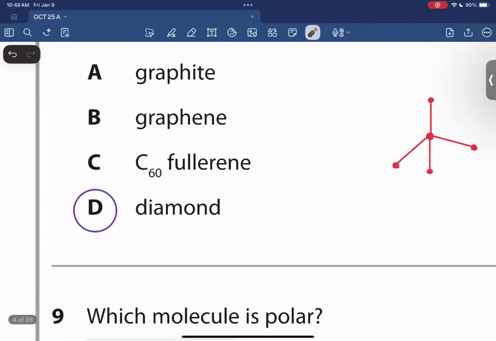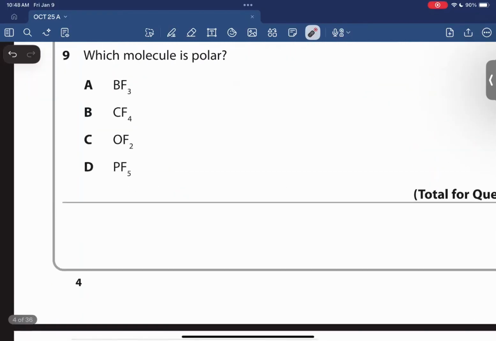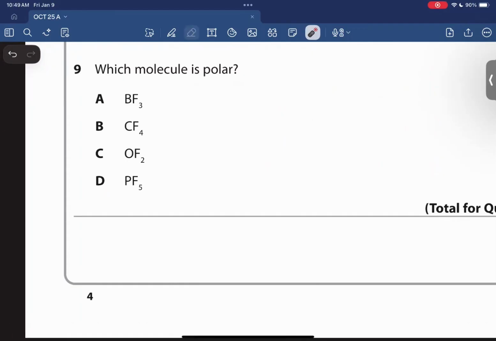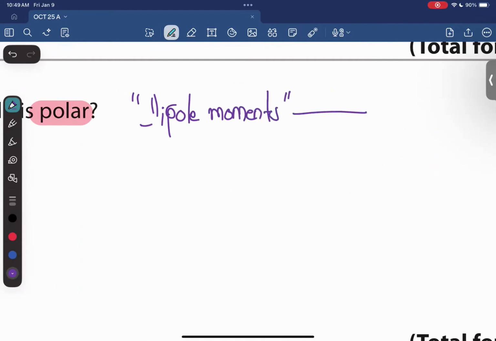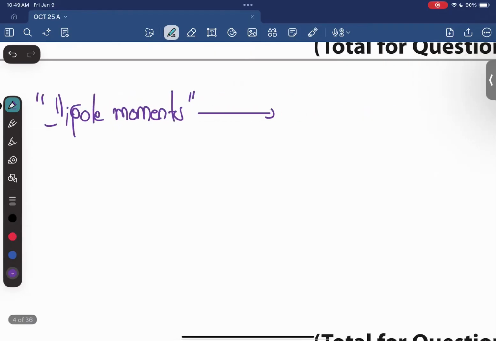Moving on. Now which molecule is polar? While you are trying to figure out whether a molecule is polar or not, you have to keep one thing in mind. If the dipole moments add up, then the molecule is polar.